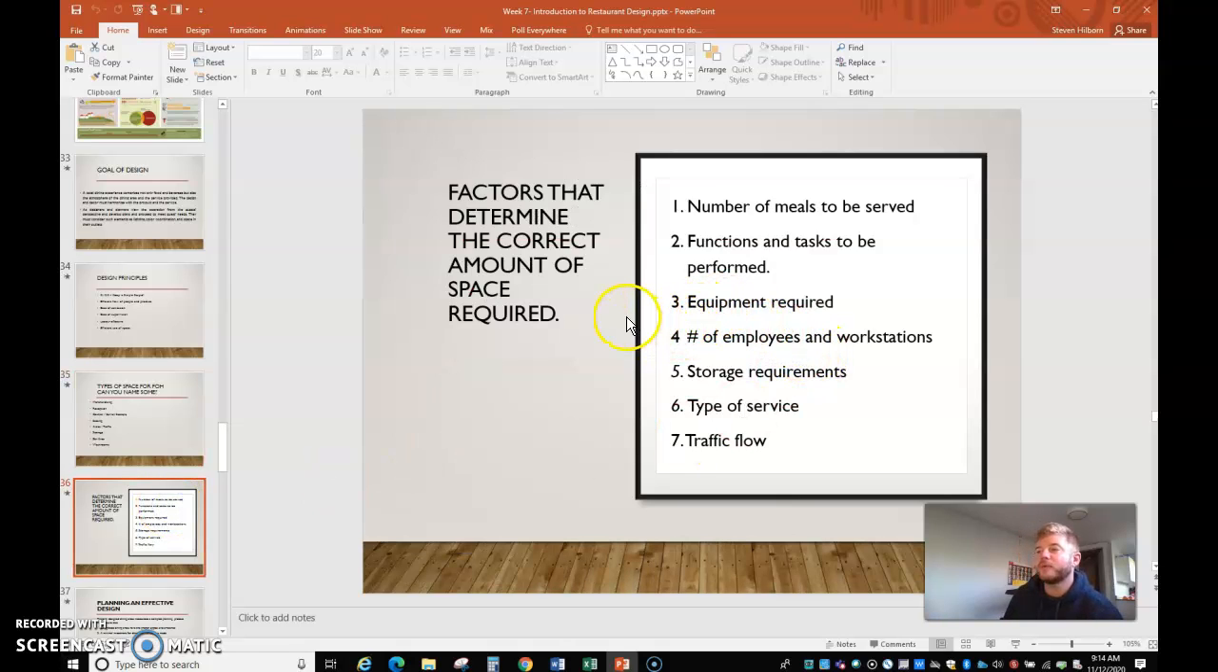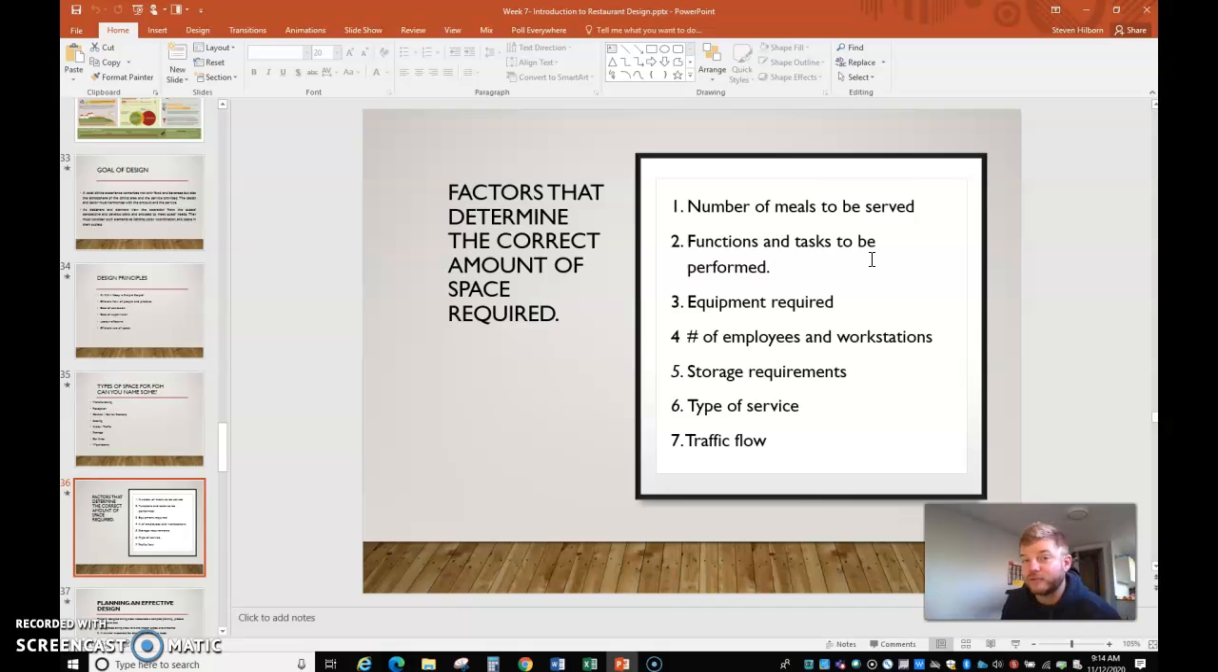Also, a couple things that we want to ask is, what kind of space is going to be required? And this is a more difficult question because, you know, this is the first time designing a restaurant. You don't know how many people are going to come in the front door. Some things that we want to try to guess is number of meals to be served and the function and tasks to be performed. So this is maybe different cooking styles or different service styles.